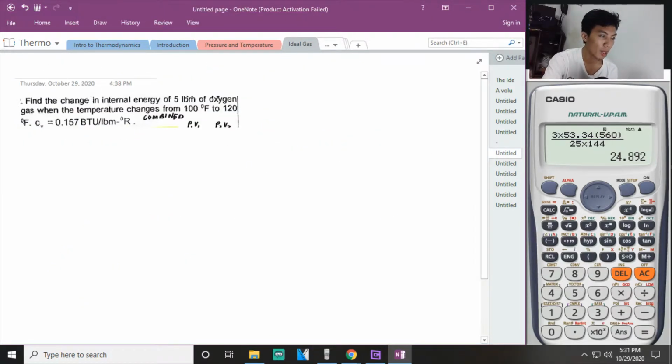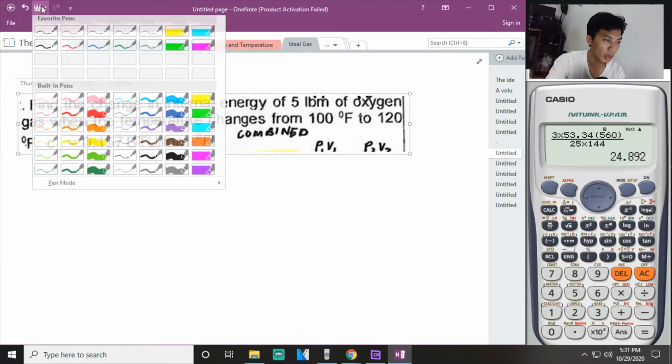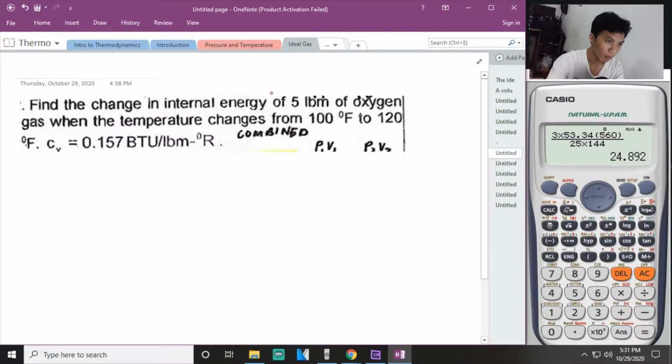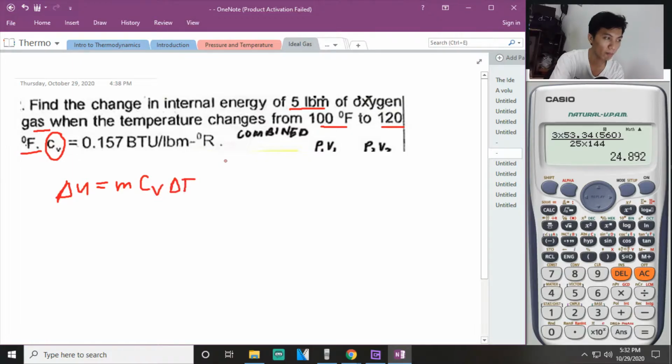Problem 2. Find the change in internal energy. Okay? Internal energy daw. Lagyan natin to. Find the change in internal energy of 5 pound mass of oxygen when the temperature changes from 100 degrees Fahrenheit to 120 degrees Fahrenheit. Ngayon, ang binigay niya is the constant volume specific heat, CV. So, delta U will be equal to mCV delta T. Binigay na niya.